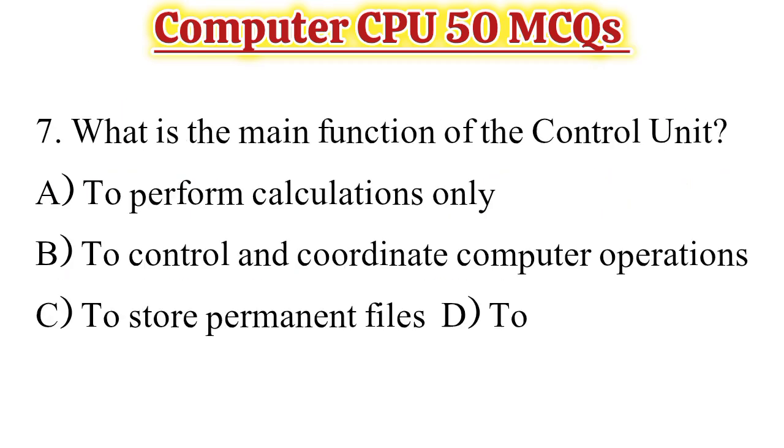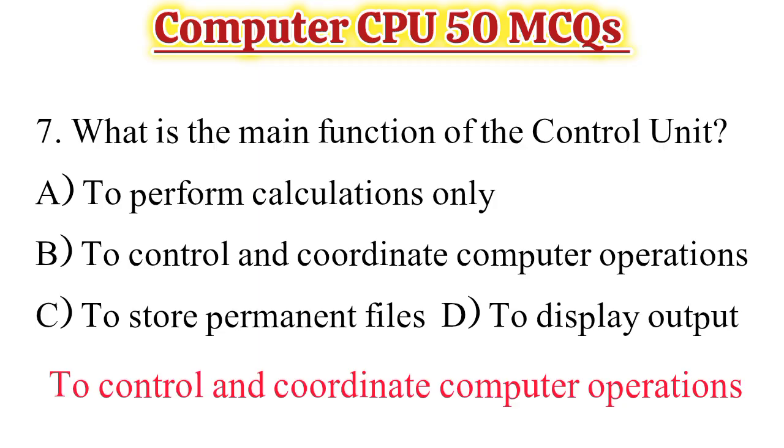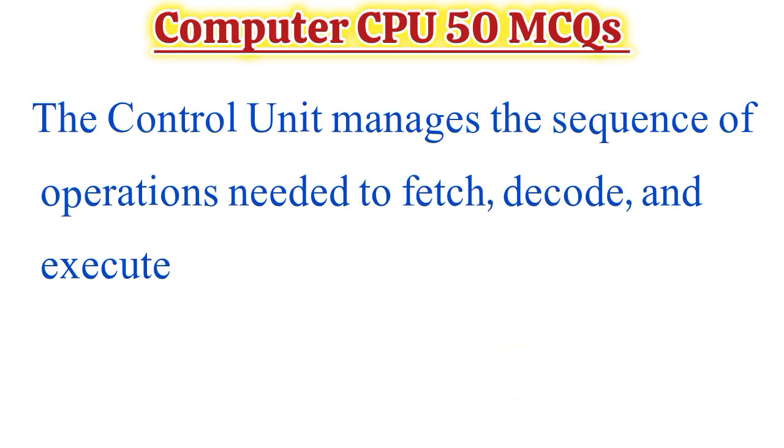7. What is the main function of the Control Unit? A. To perform calculations only. B. To control and coordinate computer operations. C. To store permanent files. D. To display output. Answer: To control and coordinate computer operations. The control unit manages the sequence of operations needed to fetch, decode, and execute instructions.